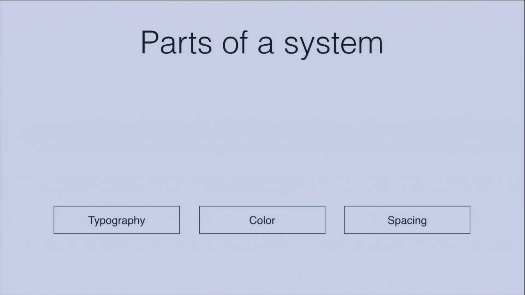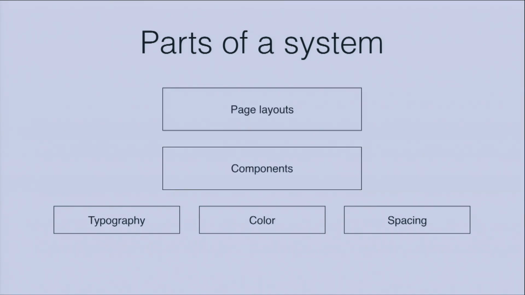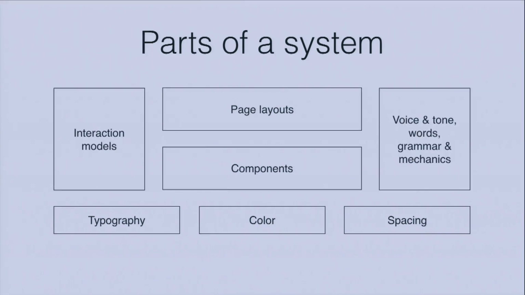But there are many parts to a system. So we've started by getting the primitive layer defined, which is typography, color, spacing. And on top of that, adding components which use typography, color, and spacing. And those components are used within page layouts, which could also be components. And then together, how do those things work? That's where you need things like interaction models. And then there's the voice and tone and grammar and mechanics. Are you going to use title case or uppercase in your buttons?